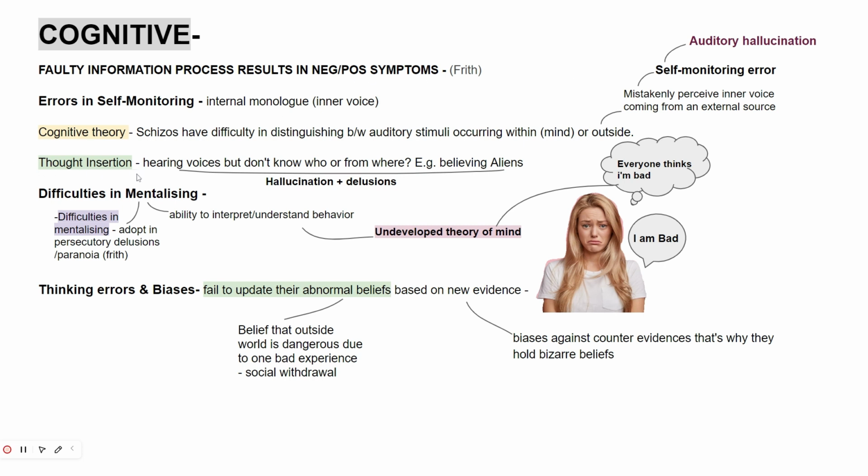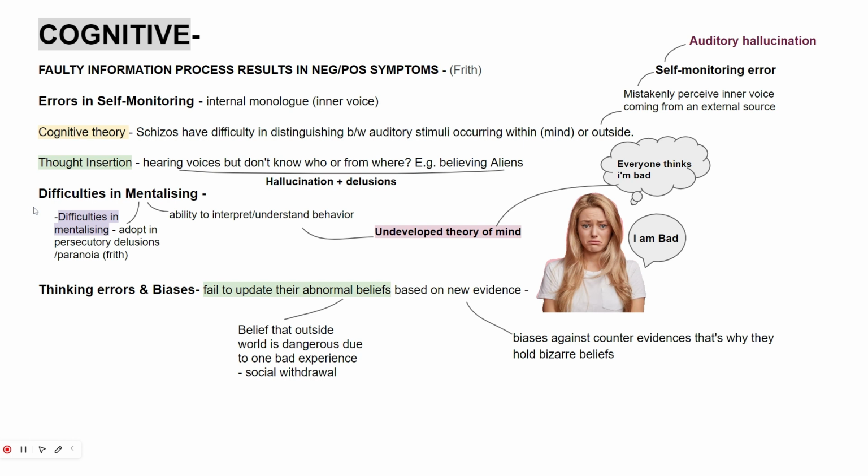Thought insertion is basically hearing voices, but you don't know where they are coming from and who they are from. You tend to believe, okay, it's aliens, and then this is a delusion. And so when hallucinations and delusions come together, it becomes more of this auditory hallucination.